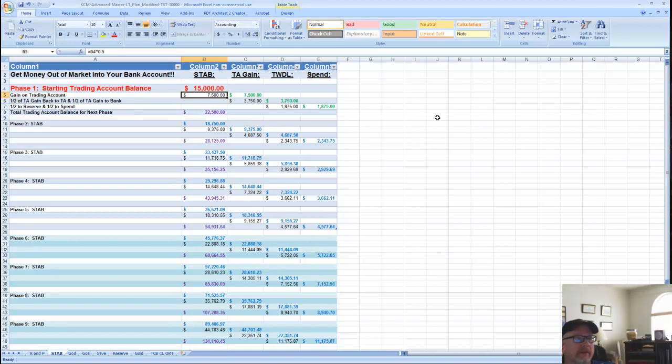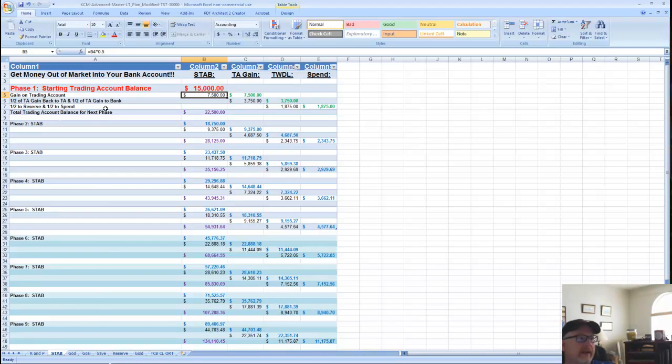It's going to be either 12,000 or 15,000, and I'm going to work with that to pull money out. So 7,500 gain in the account before I pull money away. So then I start the next account balance at 53,750 in the account. Hopefully that makes sense. I call it STAB, starting trading account balance.